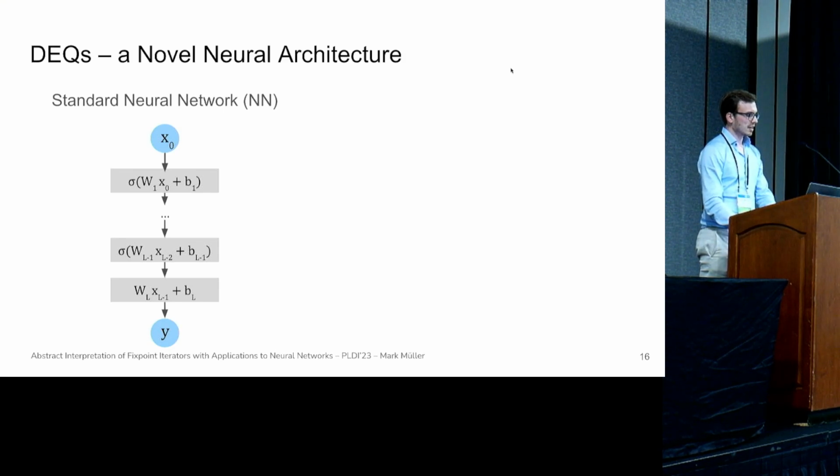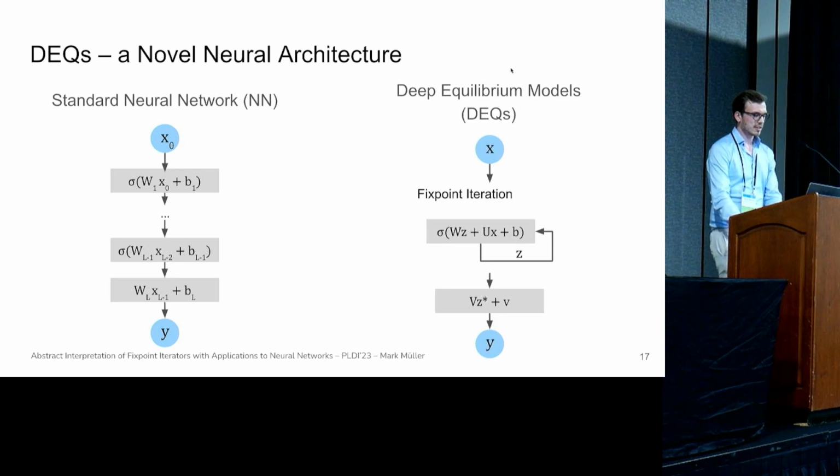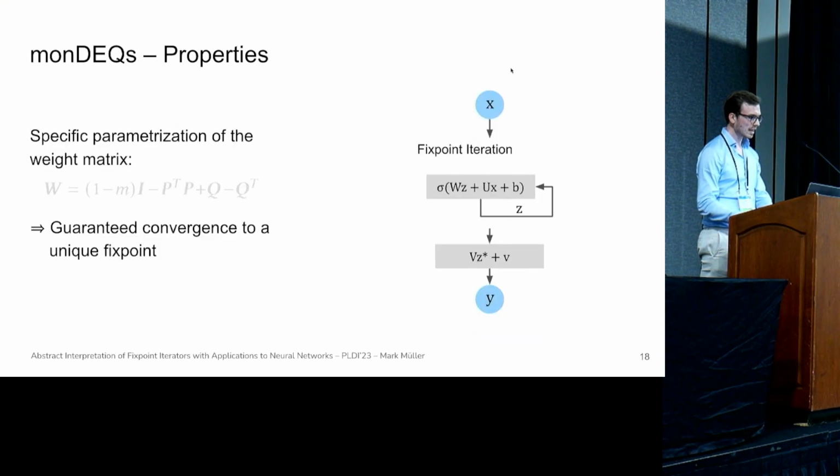Here on the left-hand side, we show a standard or feed-forward neural network, where we have some input that we propagate through the neural network layer by layer, alternately applying linear and nonlinear layers, where there is no parameter sharing between the layers. In contrast, deep equilibrium models, or DEQs, apply the same layer iteratively until we have reached a fixed point. This can also be seen as an infinite depth model with parameter sharing.